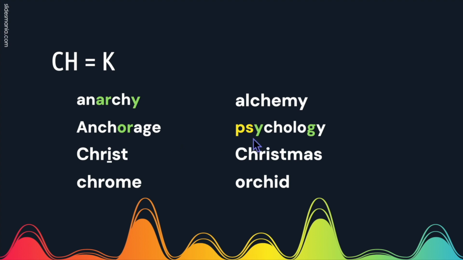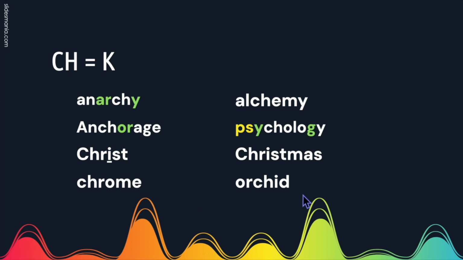PS says S. Psychology. Note that the Y at the end of a syllable has a long I sound, and this G takes on the J sound because of the Y. Psychology. This I will have its long sound. Christ. Notice that when we go from Christ to talking about the holiday, Christmas, the T sound disappears and the I becomes short. Chrome. That's a type of metal.